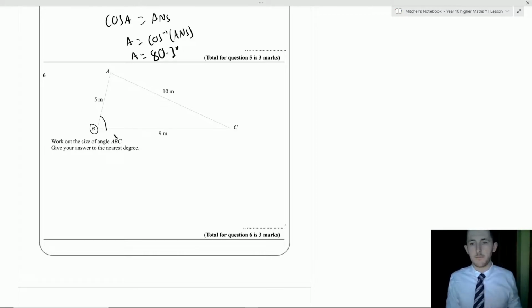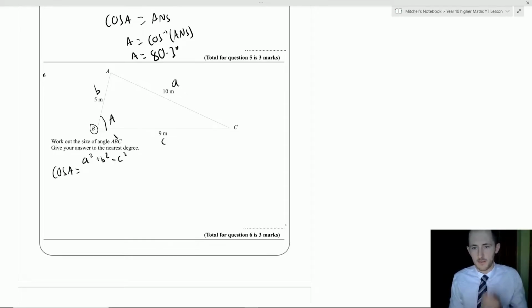Now, they've labelled it B. I'm going to label it A because they don't make the rules, I do. So my side opposite is here. B and C really doesn't matter which way around you do it. We want the angle, so we can just use the formula we've either remembered or derived. If you want me to go through how we got to this formula from the cosine rule, then please just let me know.